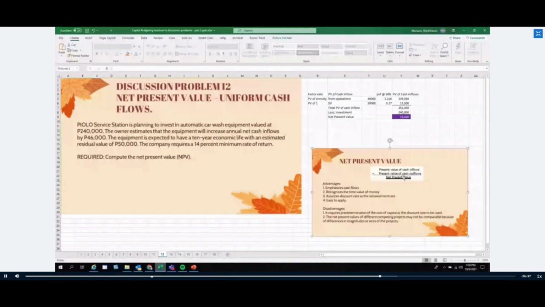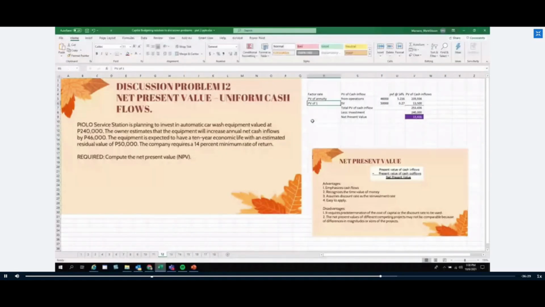Ngayon, kailan gagamitin ang present value of an annuity? Kailan gagamitin ang present value of one? Pag ang problem is uniform cash flows, we'll use present value of an annuity. Of course, in salvage value naman, kasi nga one time lang naman yan at the end of the life, palagi yan present value of one.